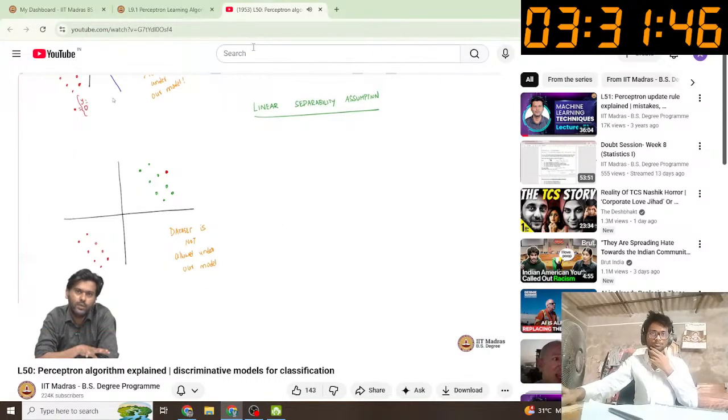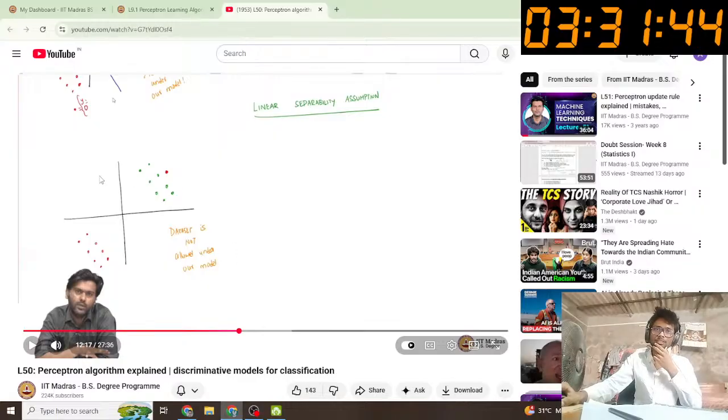Okay, so sir is trying to figure out a model which could classify this one data set, right? We are having a very restrictive assumption that our data set should be linearly separable, and we are trying to develop a model for the simplest, or the most restrictive assumption that we could possibly have on a data set, right?